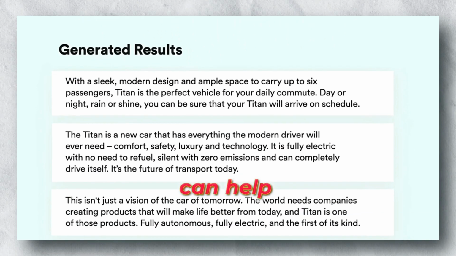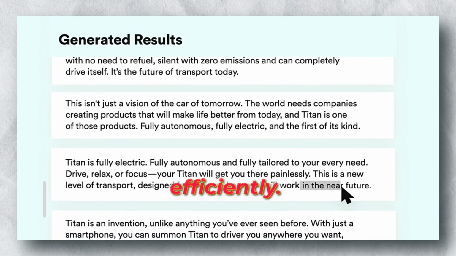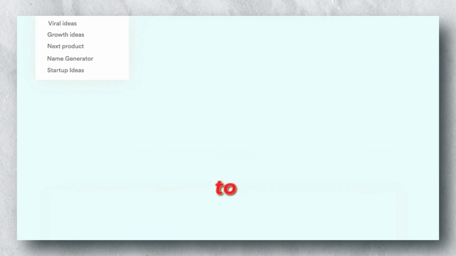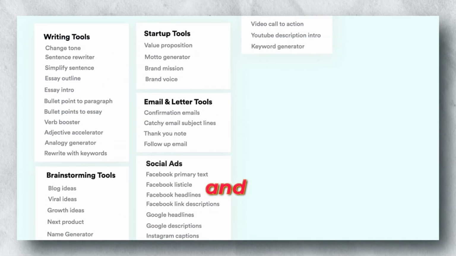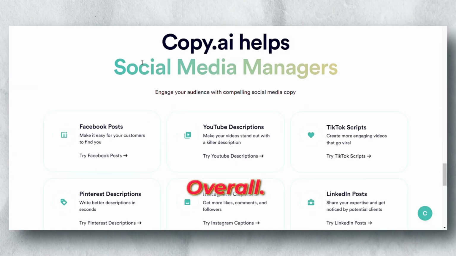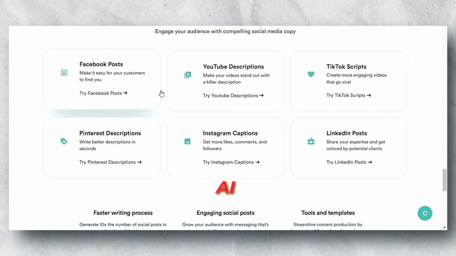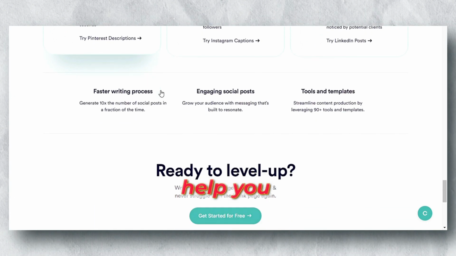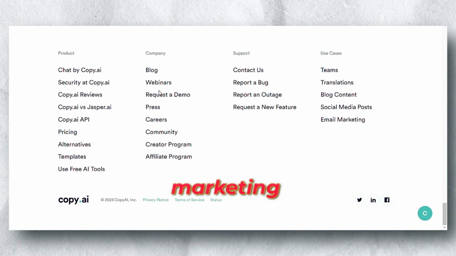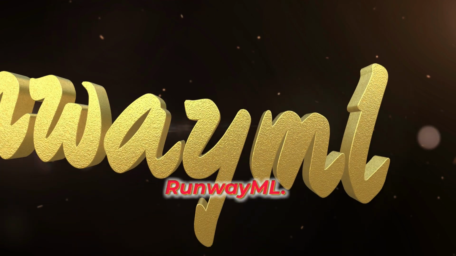AI copywriting can help you to create content faster and more efficiently. This can save you time and money. Also, it can help you to create content that is more persuasive and engaging. This can help you to increase your website traffic, generate more leads, and boost your sales overall. Copy.AI is a powerful AI copywriting tool that can help you to create high-quality, engaging content that is effective for your marketing campaigns. Number 4 is Runway ML.